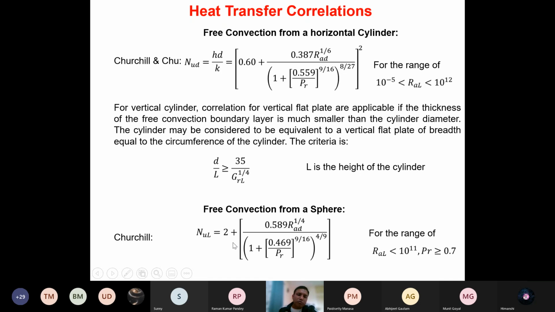So again, this factor of 2 is used because for convection in a Stokes flow, the Nusselt number is obtained as 2, isn't it? So they have further retained this 2 in free convection also, free convection from the sphere.